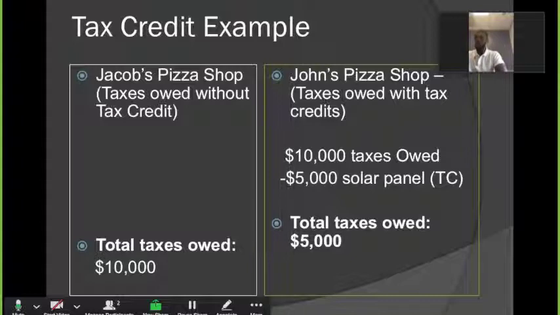And sometimes tax credits can be used to incentivize good behavior within a society. So in this example, a local town might decide that they want to encourage people to use more energy efficient appliances or better energy efficient resources.